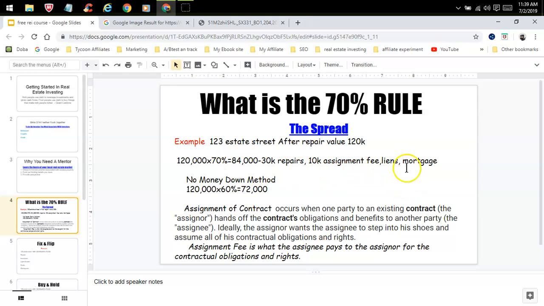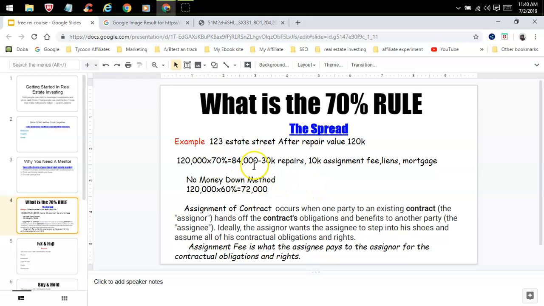So in this example, let's just say there's no mortgage and there's no liens. There's your assignment fee of $10,000, which you want to get paid for your work. Then there's the $30,000 repair cost. You add this up, it comes out to $40,000. You minus that from the $84,000, comes up to $44,000, which is your maximum allowable offer.